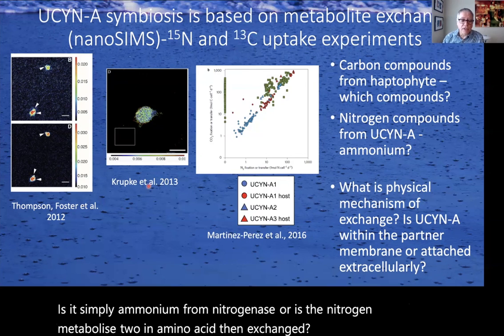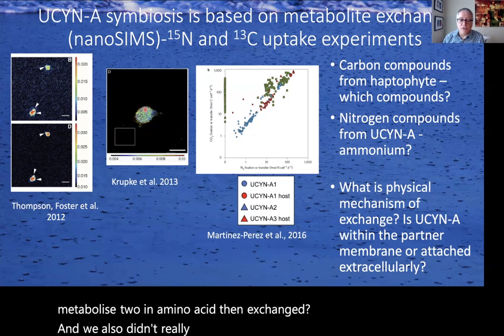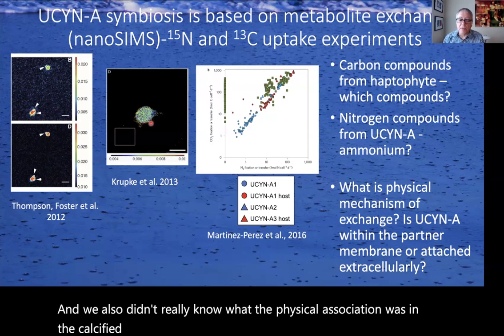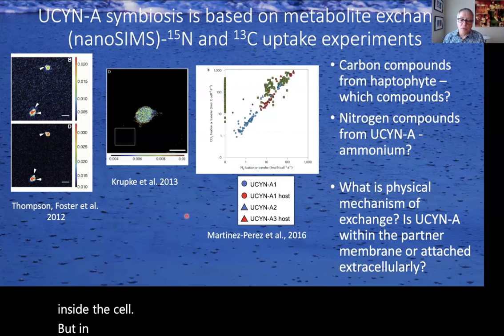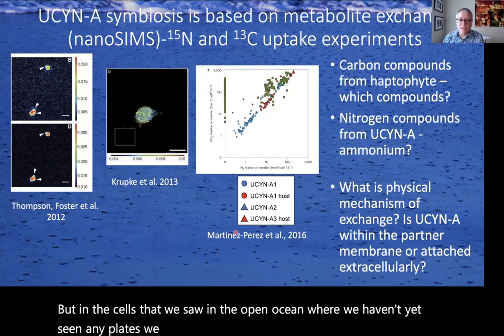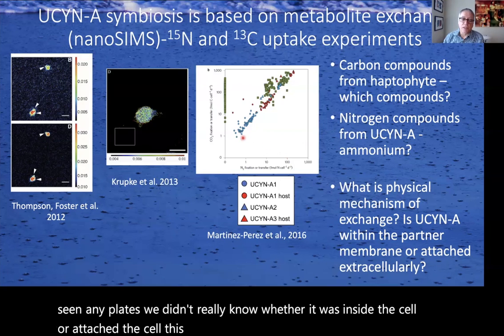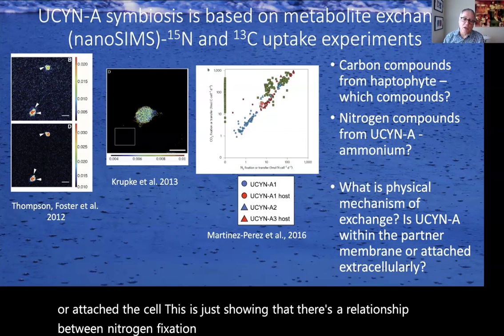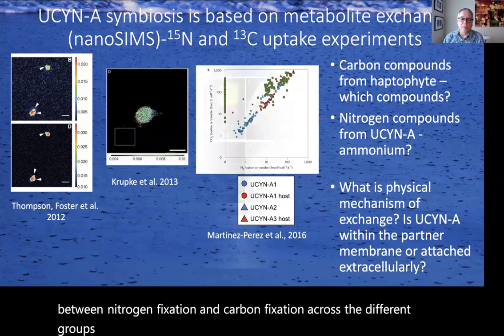And we also didn't really know what the physical association was. In the calcified form, it's fairly clear that the cyanobacterium has to be inside the cell. But in the cells that we saw in the open ocean, where we hadn't yet seen any plates, we didn't really know whether it was inside the cell or attached to the cell. This is just showing that there's a relationship between nitrogen fixation and carbon fixation across the different groups of UCYN-A, which I'll talk about in a minute.